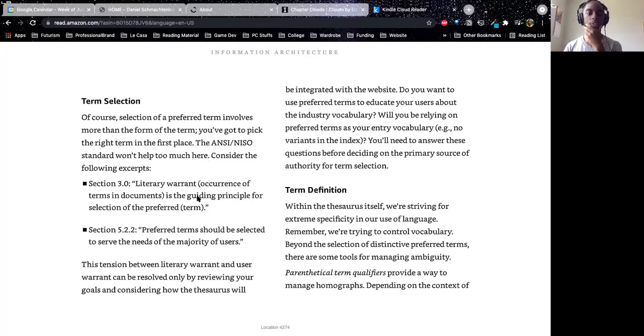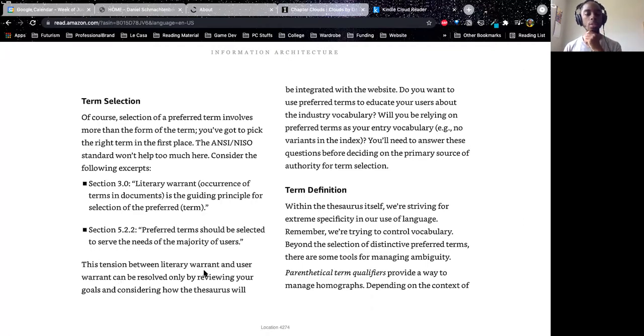So I'm trying to see what this is saying here. I have to kind of recap. Sometimes I read a little slow. Selection of preferred terms involves more than the form of the term. You've got to pick the right term in the first place. So the standards out there won't really tell you which term to use, because one part tells you there's a guiding principle for using the preferred term, and another says just use whatever most of your customers are using. So either way, it's really up to you. You've got to do research and see.